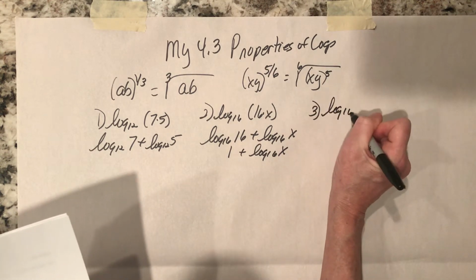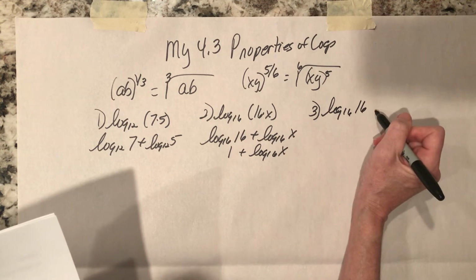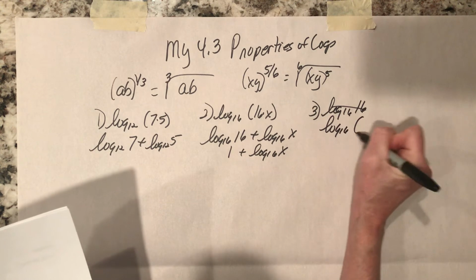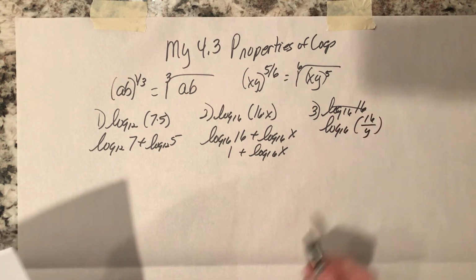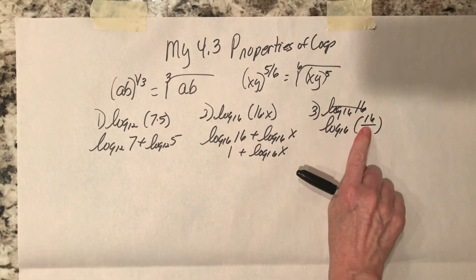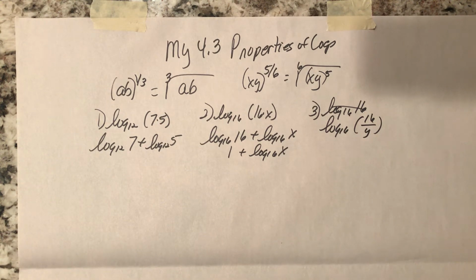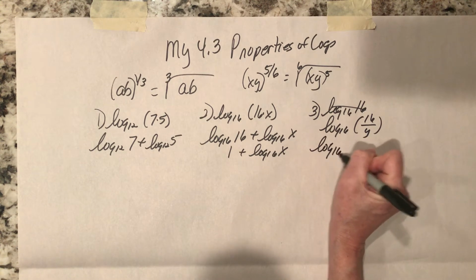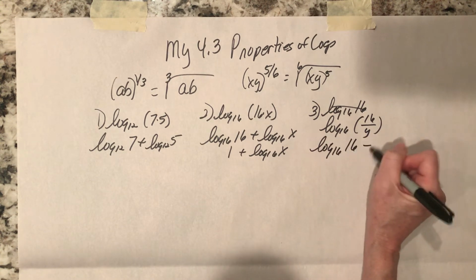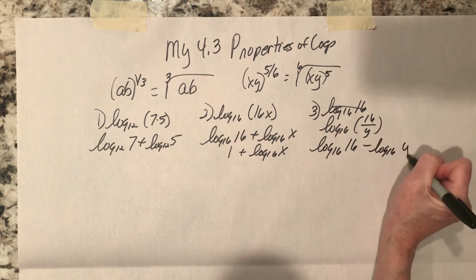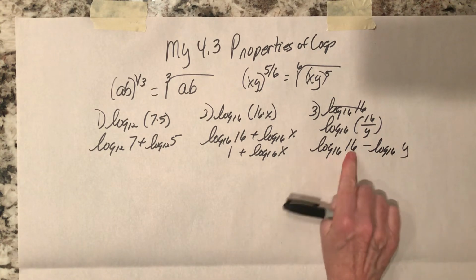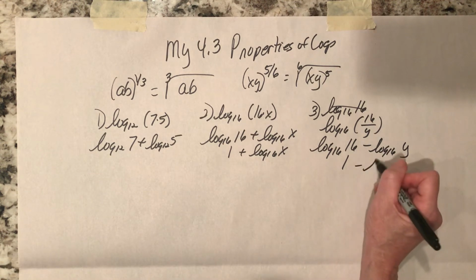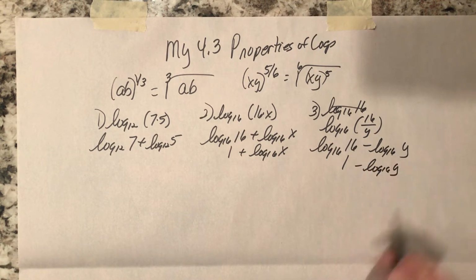Let's look at number 3. Log base 16 of 16 divided by y. This is a division problem, so we'll separate it out by subtraction. Quotient rule says you're going to subtract them. Log base 16 of 16 minus log base 16 of y. What can you raise 16 to make him be a 16? 16 to the first power will give you 16. And there we go. Got that.